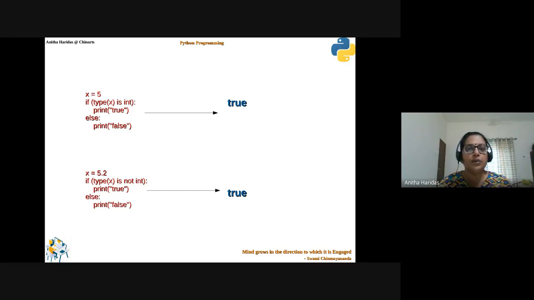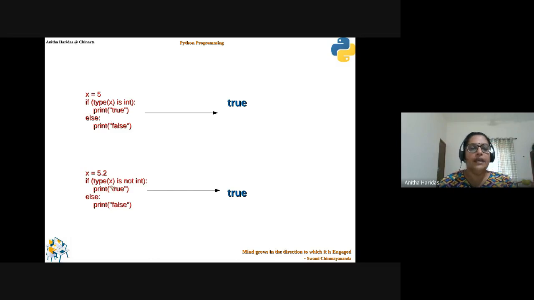Whatever value you assign, based on that, the type of the variable will be defined. Since we are assigning value 5 to variable X, obviously X is of type integer. So if I check what is the type of X, it is going to be integer. Since it is integer, it will say that both are of the same object type and it will be returning true. Okay.